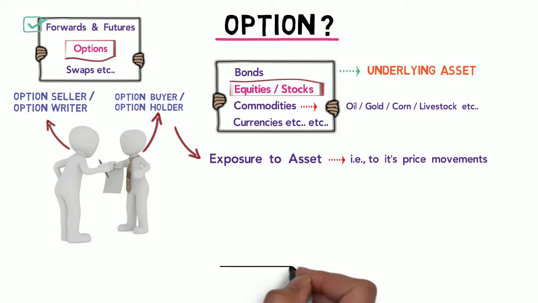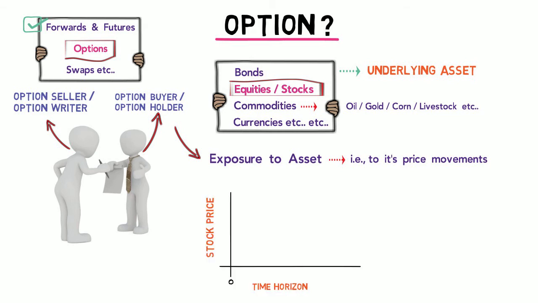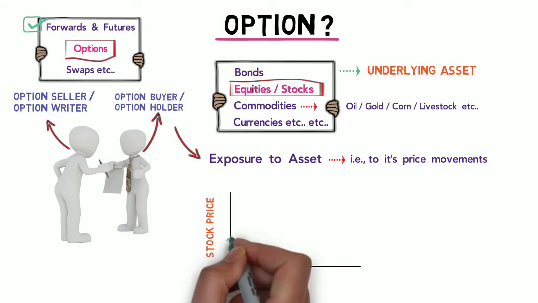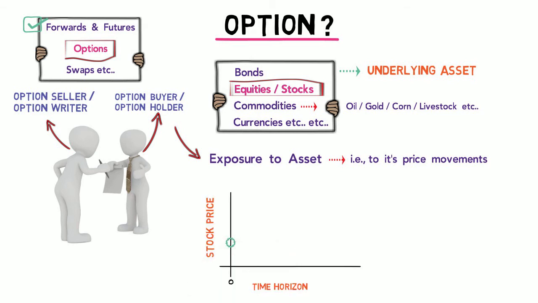Let's draw a graph. On the x-axis you have the time horizon over which you may want to buy the asset, and on the y-axis you have the stock price. Let's say today the stock price is somewhere here, but you want to buy it sometime in the future, say at time t here. Now you are concerned that the price of the stock could be too high at the time you want to buy it.